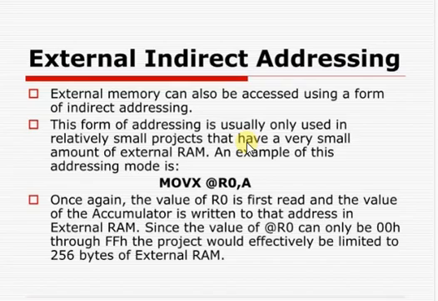Coming to external indirect addressing. External memory can also be accessed using a form of indirect addressing, that is MOVX A, @R0 and MOVX @R0, A. Whenever the @ symbol is there, that will be indirect. Once again, the value of R0 is first read and the value of the accumulator is written into that address in the external RAM. Since the value of @R0 can only be 00 to FF.